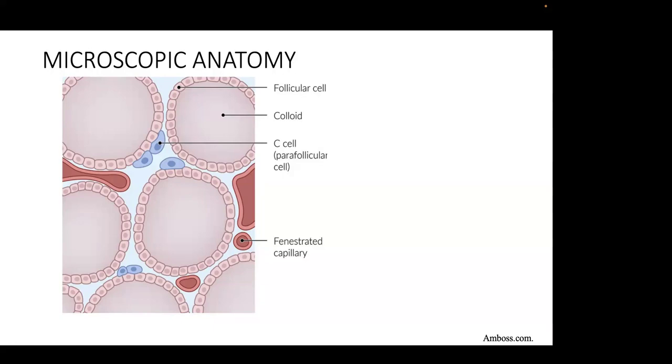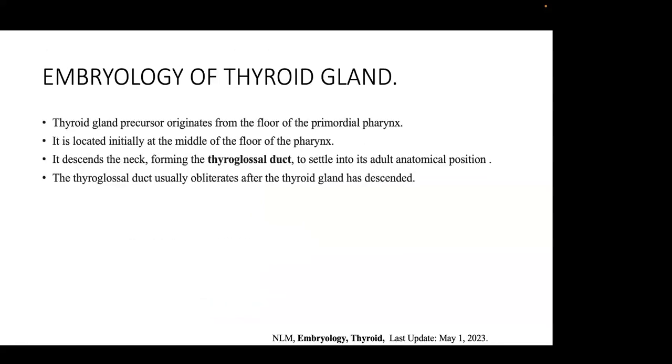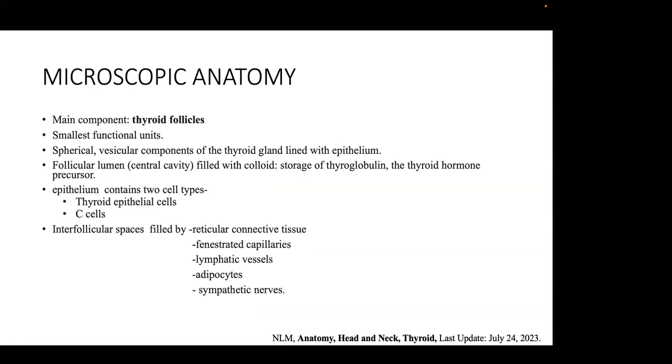And in addition, the epithelial cells contain two cell types, which include the thyroid epithelial cells and the C cells. Further going ahead, we have the interfollicular spaces, which will be filled with capillaries, adipocytes, and reticular connective tissue.